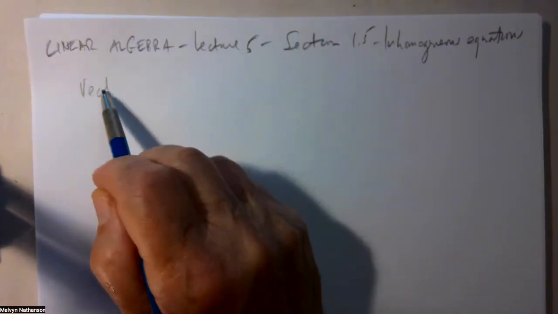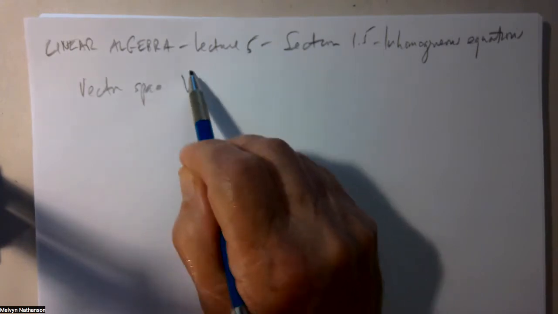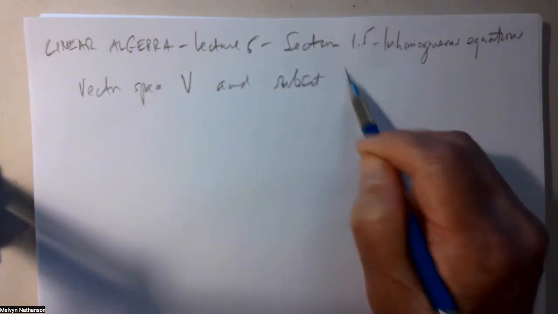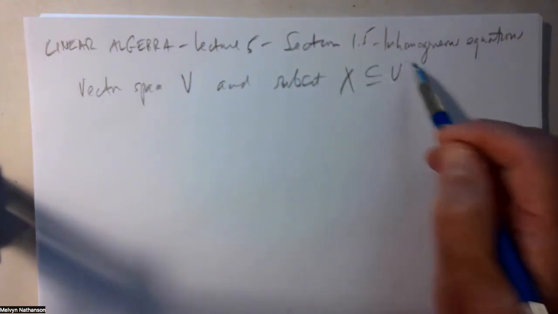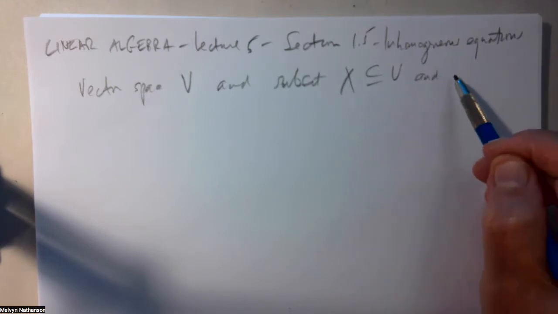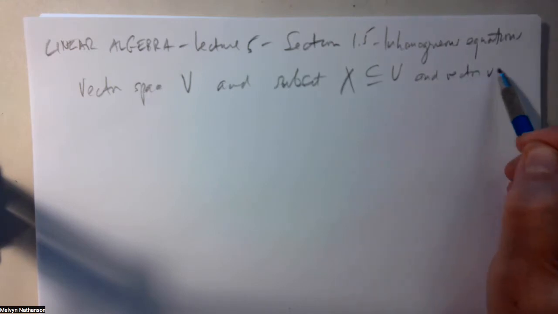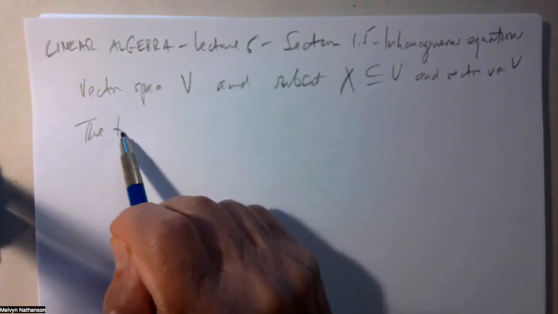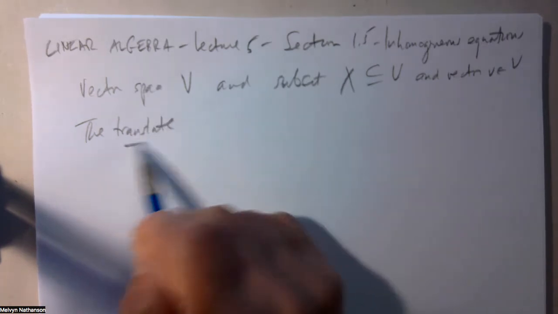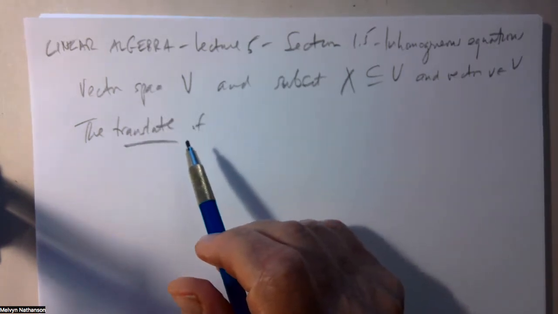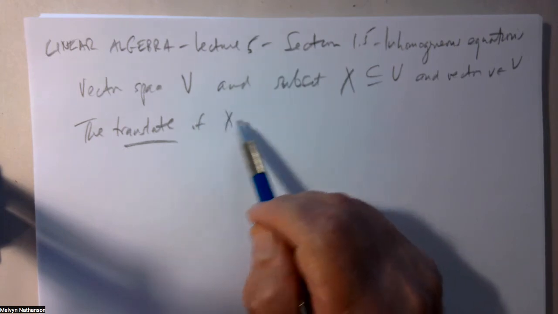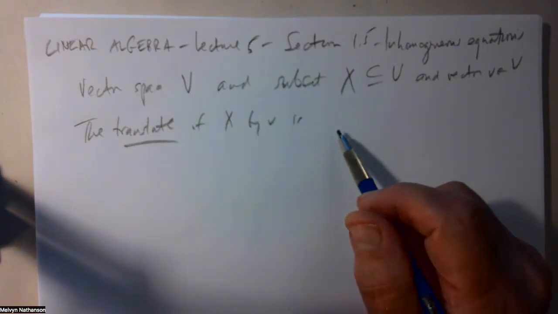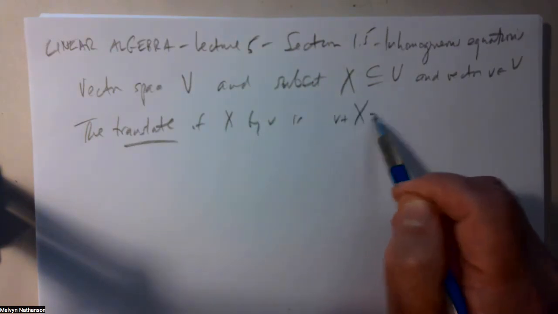So we have a vector space V and a subset X contained in V, and a vector v in V. So what we call the translate of X by the vector v is just the set that's written as v plus X.